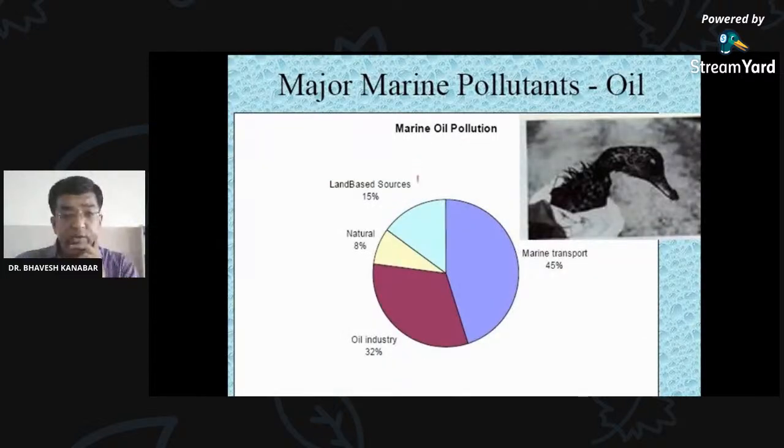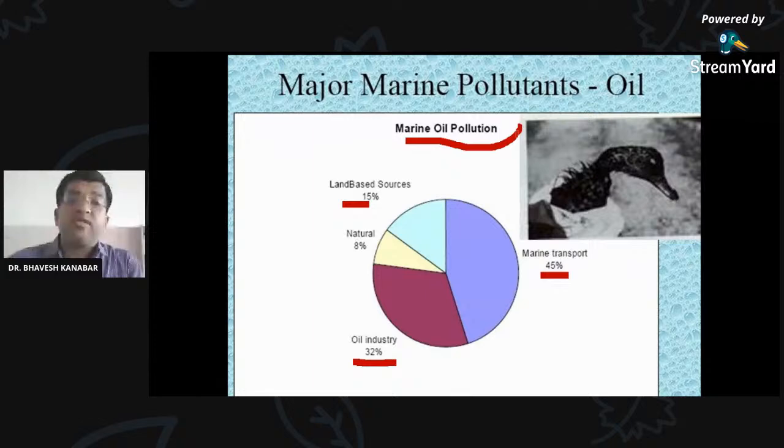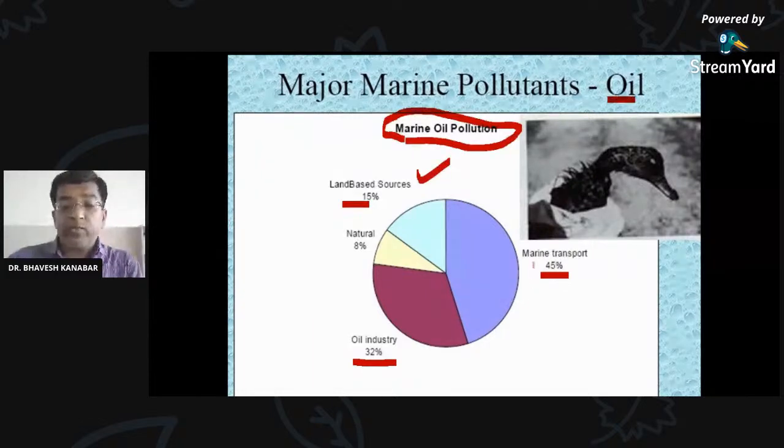So this is a very good figure to show the causes of marine pollution. Marine transport 45%, oil industry 32%, land-based sources 15%. This is only for oil pollution. There are so many causes, 80%. But if we consider only oil, then the major oil pollutant is from marine transport, that is from ships. Then the oil industry can also lead to marine pollution. You can see that in Mumbai, there are so many oil industries, which can lead to this marine pollution. Natural 8%.